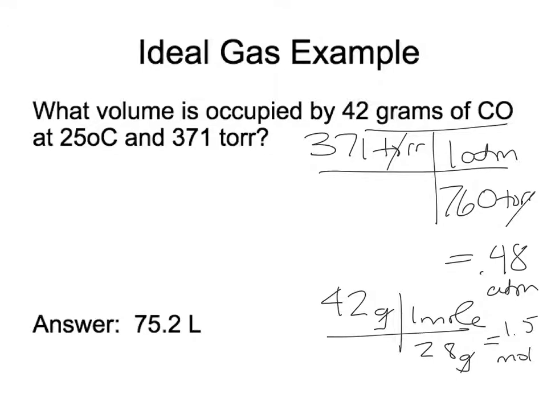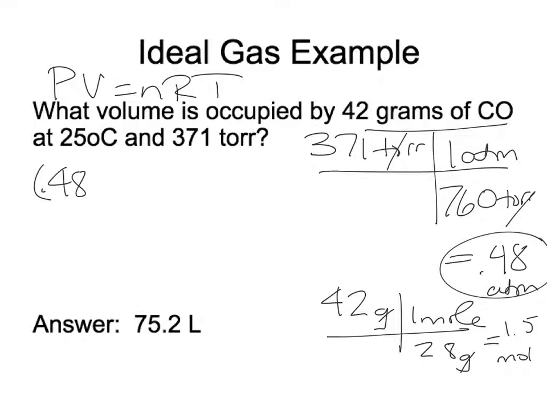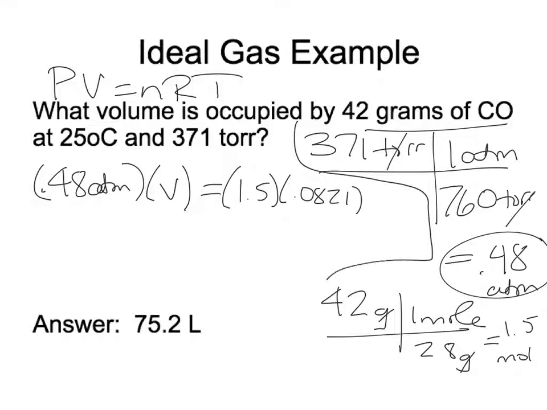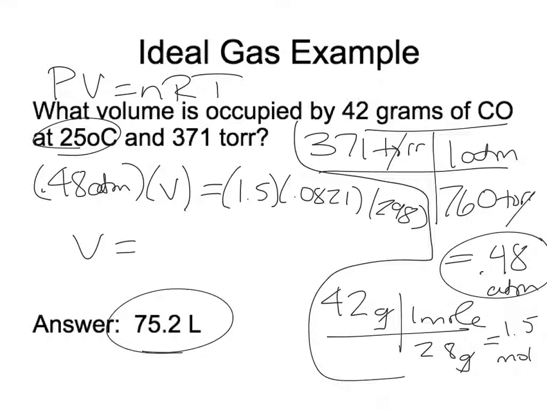Now at this point you're ready to do PV equals nRT. So one set of conditions, we're going to use PV equals nRT. Pressure is going to be 0.48 atmospheres. Volume is what we're looking for. N moles is 1.5 moles. R is always 0.0821. And temperature is going to be 25 degrees Celsius, but we have to add 273 to that, so 298 Kelvin. And again, make sure that you can do the math and get 75.2 liters.